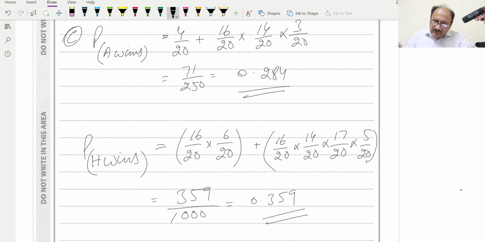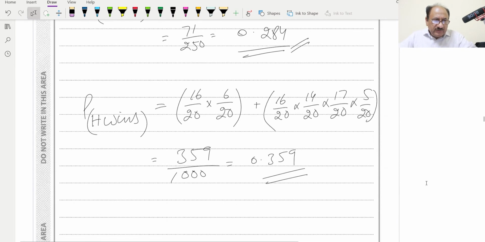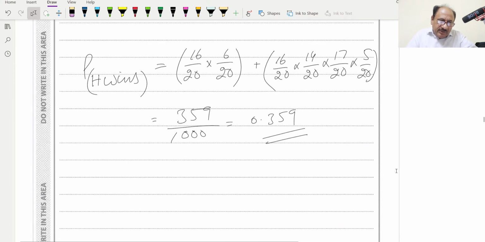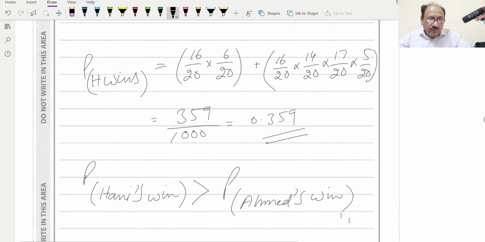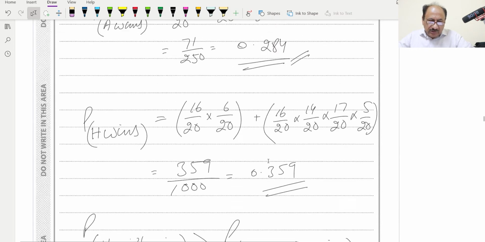Now if we check, this probability is more than this one, so the probability of Hani's win is greater than the probability of Ahmad's win. This is what we have shown. Hopefully you understood each and everything.